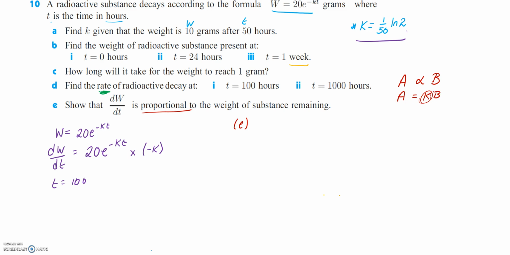So if we look at our derivative, we've got dw by dt equals 20e to the minus kt times negative k, but this bit here, that's actually w, isn't it? If you look up here, w. So this is minus k times w, and so we are in fact timesing the weight by a constant, and therefore we can say that dw by dt is proportional to w. Okay, so nothing huge there, pretty straightforward.